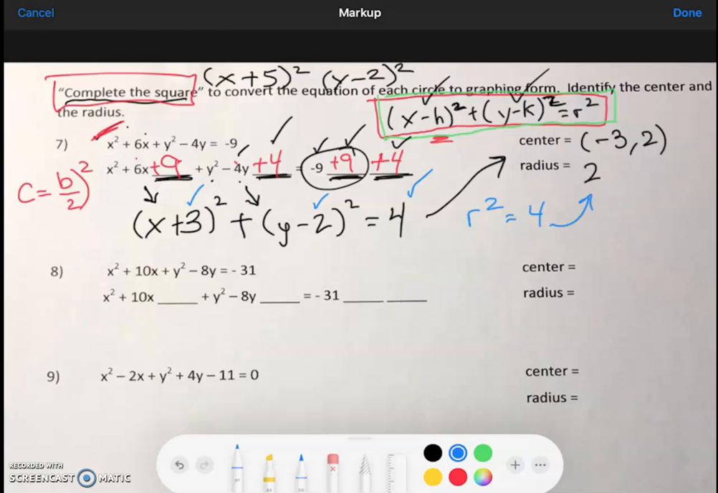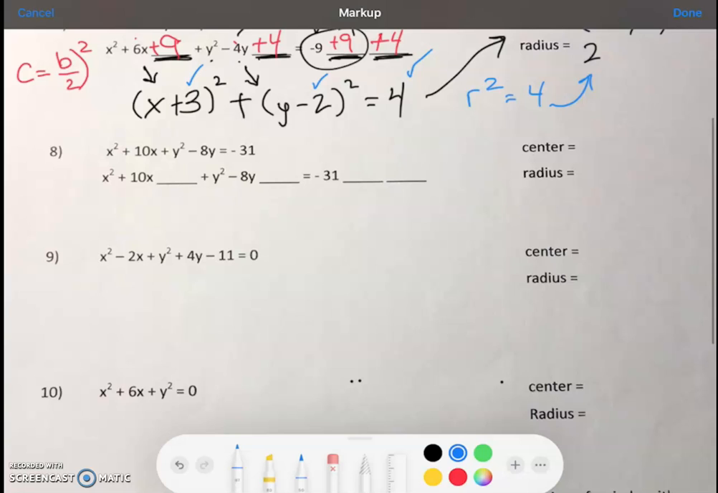All right, try number 8. And when you get to number 9, now number 8, you can see they kind of started off for you. But number 9, they don't. So what you kind of want to do with number 9 is give yourself the space that they do in number 8. So you want to go x squared minus 2x, and then give yourself a blank spot here, plus y squared plus 4y. Give yourself another blank spot.